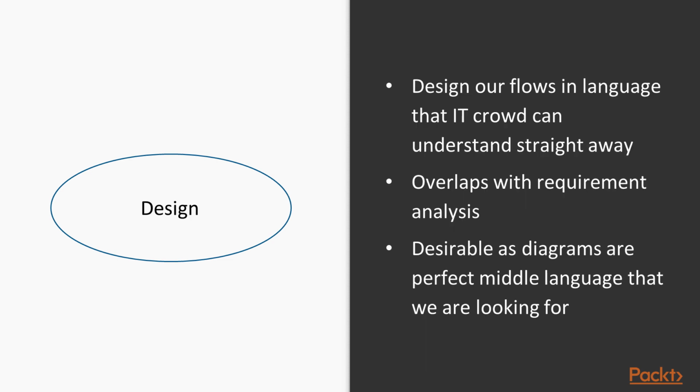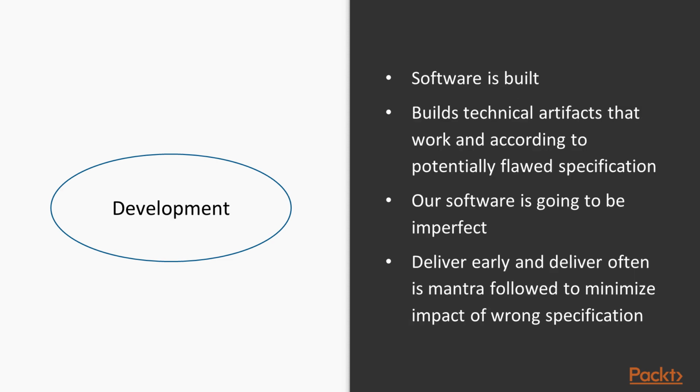The next phase is design. In this phase, we're going to design our flows in a language that the IT crowd can understand straight away, so they'll be able to code efficiently. This phase overlaps with the requirement analysis, and that is desirable as diagrams are the perfect middle language that we're looking for. After that, we have the development phase.